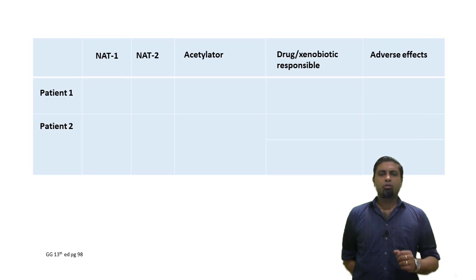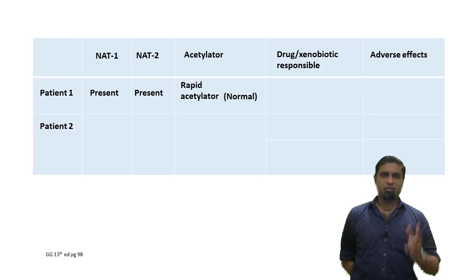Now, normally, any given patient should have both NAT1 and NAT2, and such a patient would be called a rapid acetylator, and this is normal. Such a patient would be less likely to develop adverse effects as a result of taking drugs which are metabolized by acetylation.